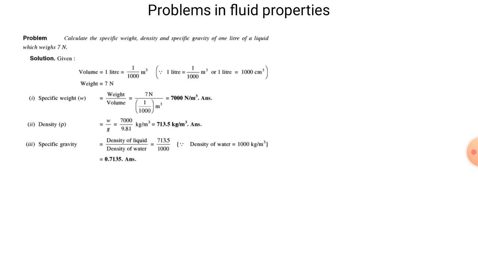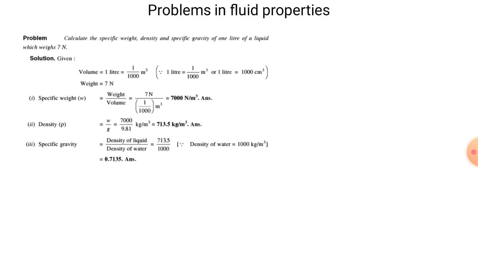So volume is equal to 1 liter, which is 1 divided by 1000 meter cube. Weight is equal to 7 Newton. We have to find the first one, specific weight. Specific weight is equal to the ratio of weight divided by volume, which is 7 Newton divided by 1 divided by 1000 meter cube. Therefore, 7000 Newton per meter cube.